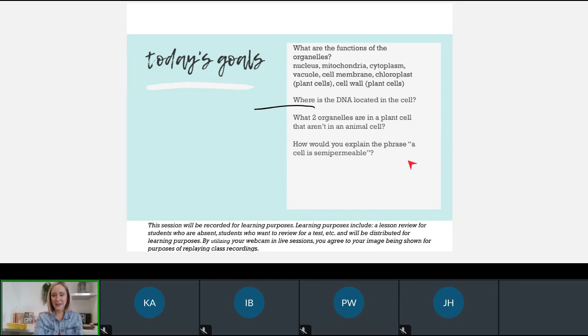Ireland, let's look at the last two. I'll just say, good job, Piper. What two organelles are in a plant cell that aren't in an animal cell? How would you explain the phrase, a cell is semi-permeable? Yes, good job. Everybody give your classmates a hand because those were some crazy words that we got today in our goals. And so we are going to go through those. We're going to dissect them. We are going to practice saying them and we're going to learn what they mean.